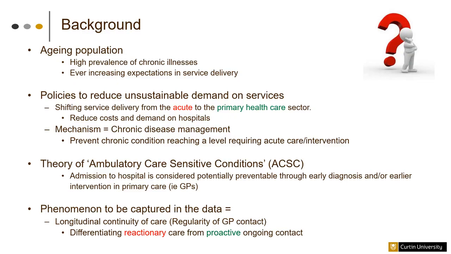The mechanism for this shift is the idea of chronic disease management, i.e. to prevent chronic conditions from reaching a level requiring acute care. This is all premised on the theory of ambulatory care sensitive conditions, that admission to hospital can be avoided through early diagnosis and monitoring in primary care.